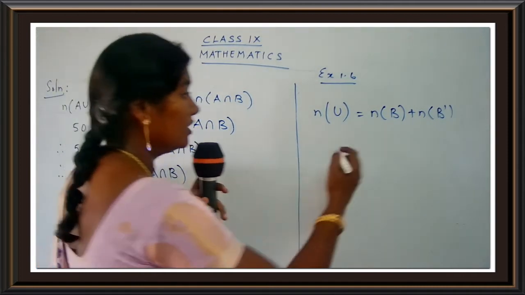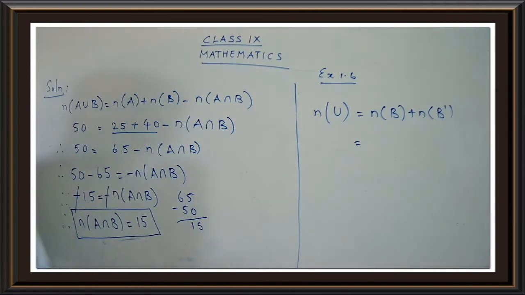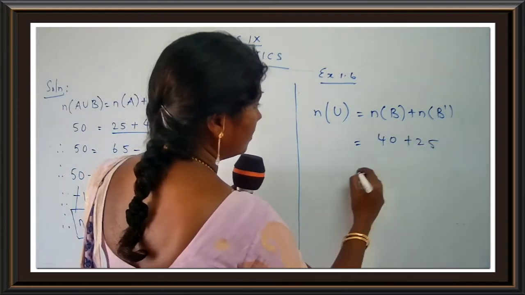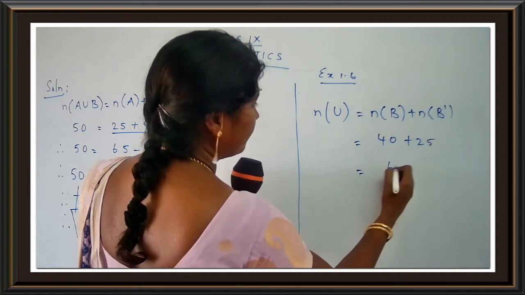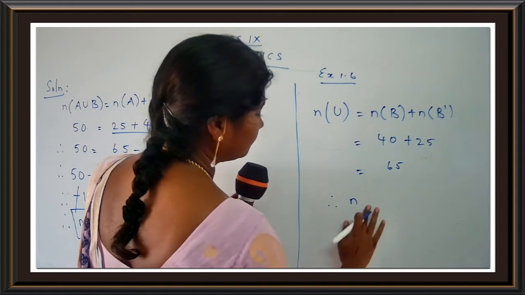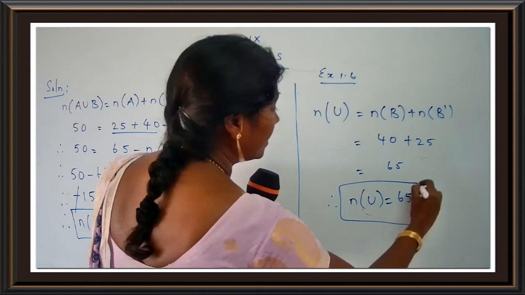Okay, come on, just substitute the value. You have to substitute the value of n of B. What is the value for n of B? It's 40. And what is the value for n of B dash? It's 25. So we put here 40 plus 25. What is 40 plus 25? 65. Therefore, n of U is equal to 65. So we have found the second part also.